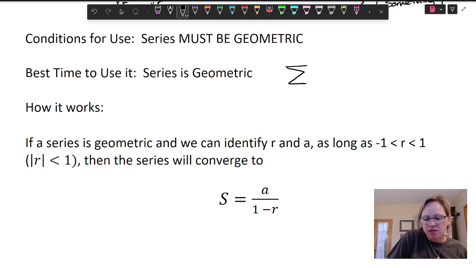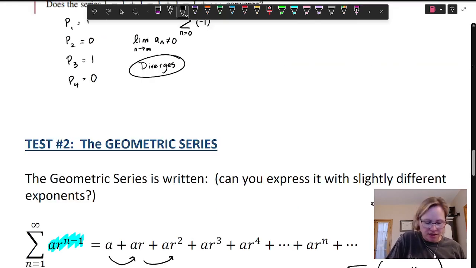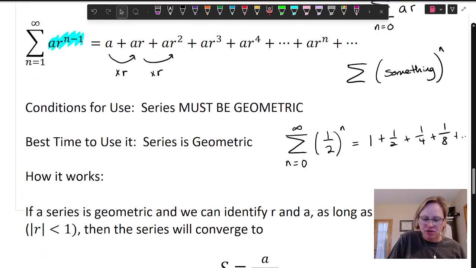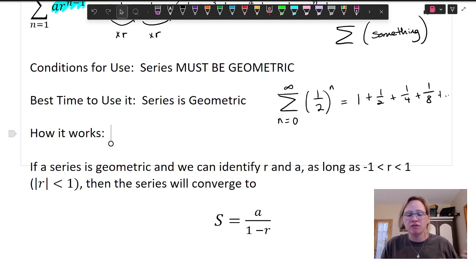If I have a series where I have, for example, 1/2 to the nth power, and I start n at 0, my series looks like this. I have 1 plus 1/2 plus 1/4 plus 1/8, and so on and so forth. Notice that my terms are decreasing in value, and so just thinking about that nth term test, that gives me a chance to let this series converge. Now, it doesn't guarantee that this series converges.